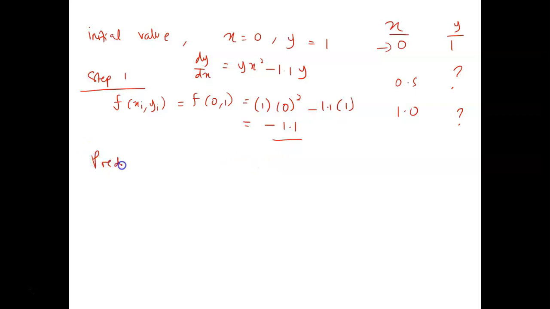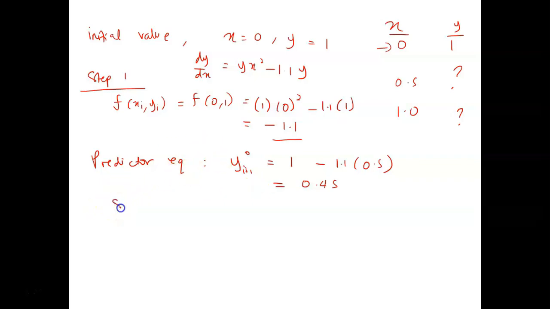Predictor: using the predictor equation, we just predict the new value of y. y(i+1) equals 1 minus 1.1 times 0.5. This is just a normal Euler equation, and you will get 0.45. I would say this is a temporary value of y, or the first, initial prediction of y.